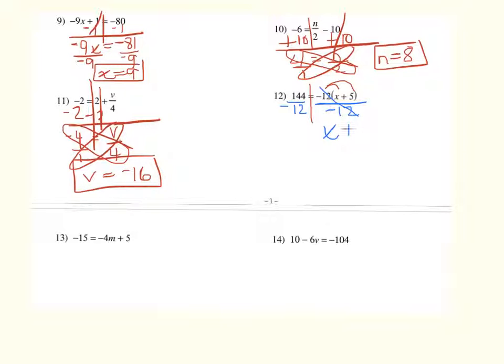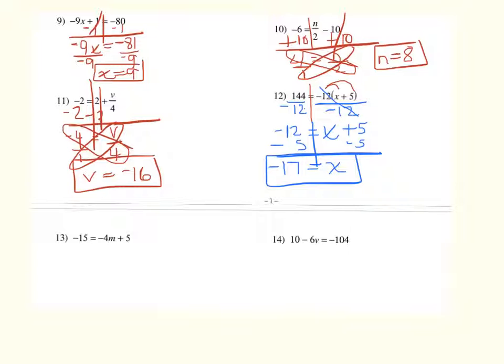That leaves me x plus 5. You can leave the parentheses if you want. I just know that I can get rid of them. X plus 5 is equal to -12. That's because 144 divided by -12 is -12. Now I'm going to subtract 5 from both sides, and my answer is x is equal to -17.